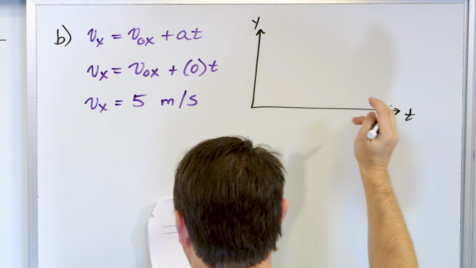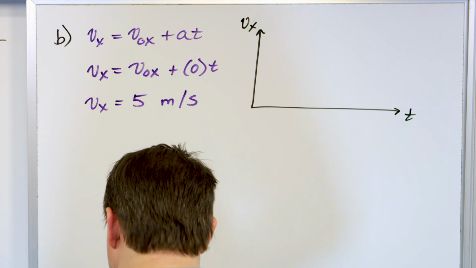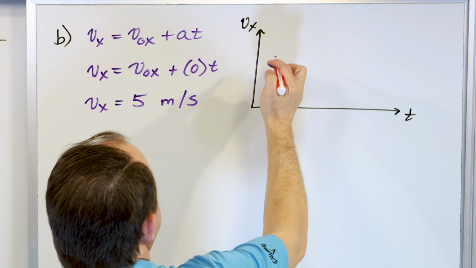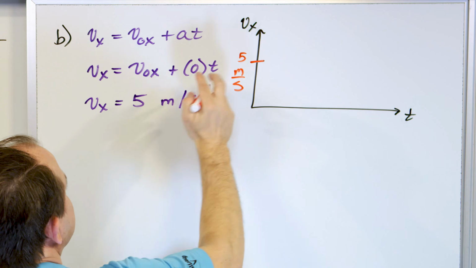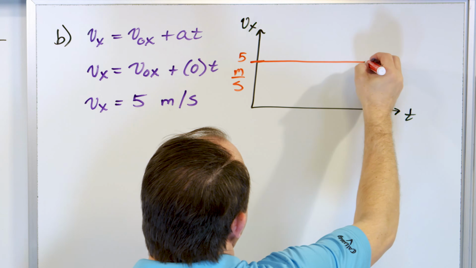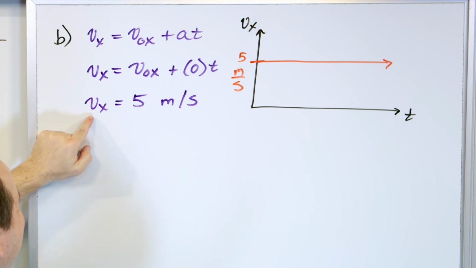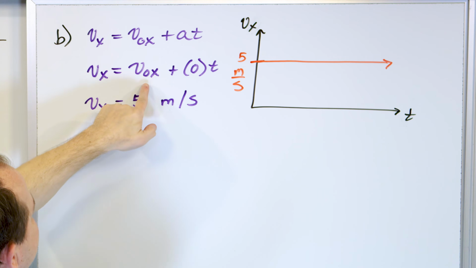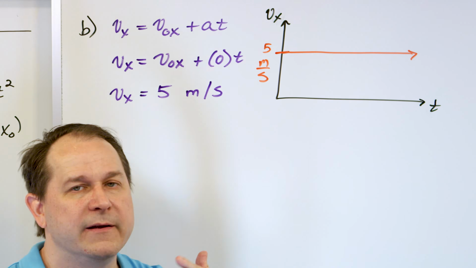This is going to be time, and this is going to be the velocity in the x direction. So what we're going to find is up here at 5 meters per second, it's just a constant number. So the velocity never really changes like this. So what this basically means is that the x component of the velocity is just equal to whatever we started with, and it never changes. There is no time in here at all. It's just always the same.